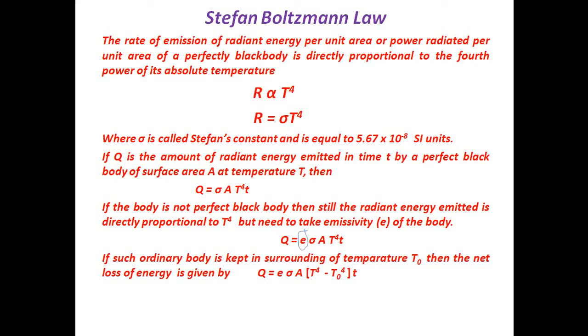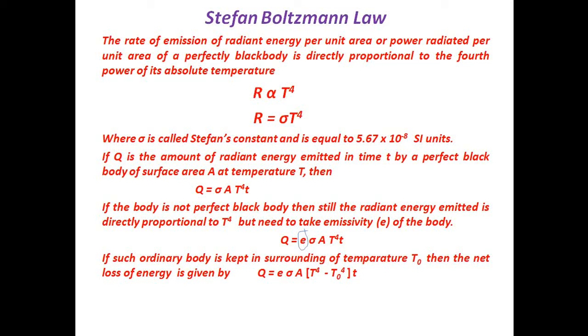Now let us try to understand Stefan-Boltzmann's law. The rate of emission of radiant energy per unit area, or power radiated per unit area of a perfectly black body, is directly proportional to the fourth power of the absolute temperature. So we can write R is proportional to T raised to 4, or I can write R is equal to sigma T raised to 4, where sigma is the constant of proportionality. It is also called Stefan's constant.